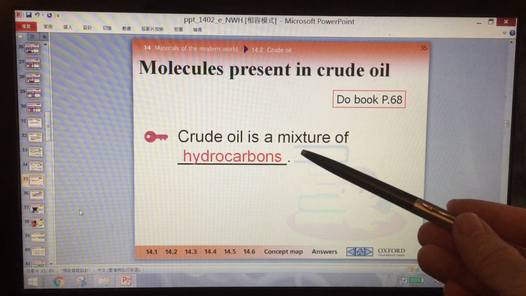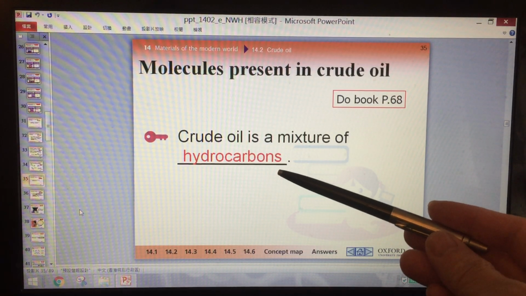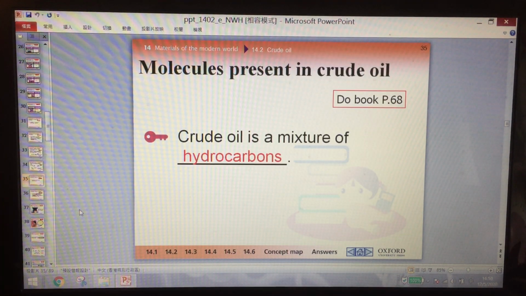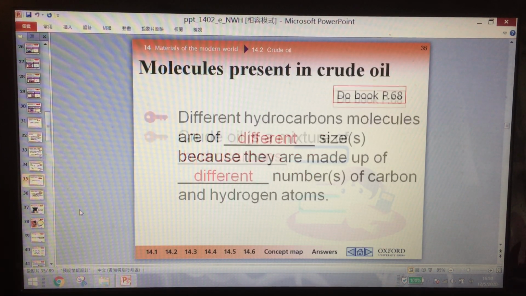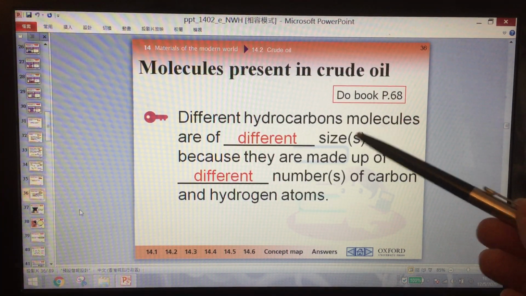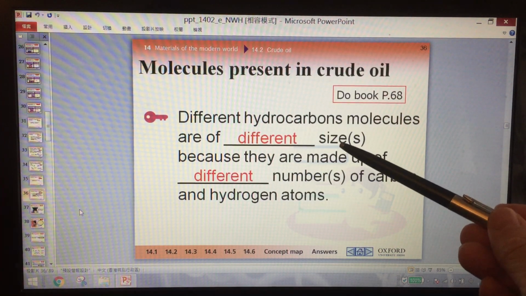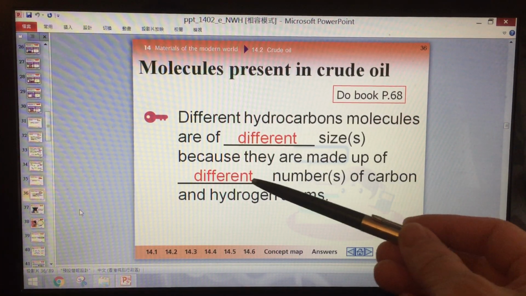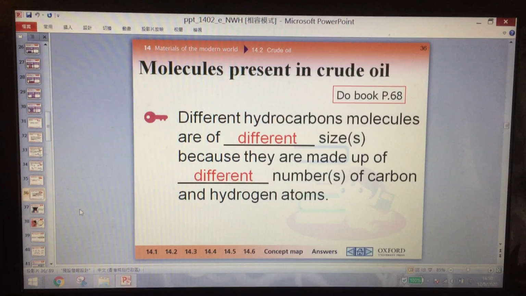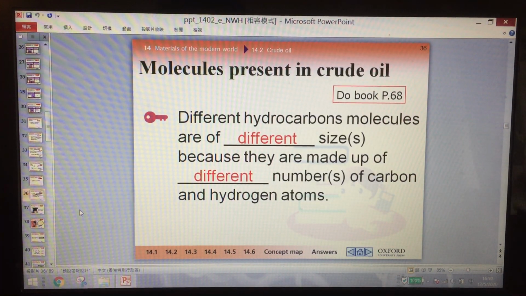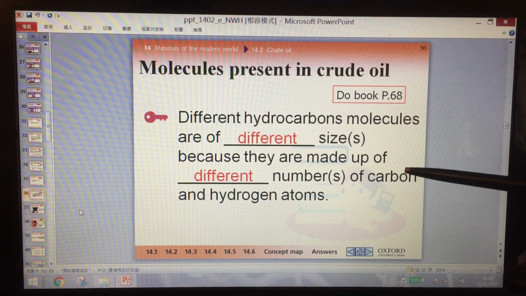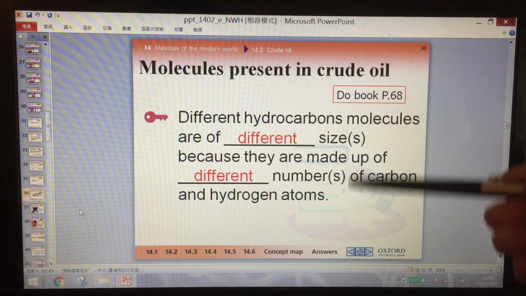So crude oil is a mixture of hydrocarbons. Okay, so write down the answer in your book. And different hydrocarbon molecules are of different size because they are made up of different numbers of carbon and hydrogen atoms. Of course, with only 1 carbon atom, the size is very small. If we have 4 or more carbon in the molecule, the size is, of course, larger.